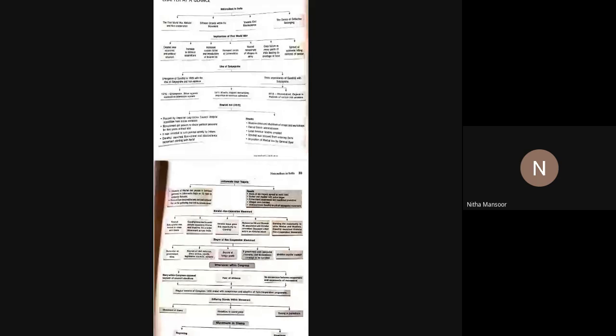What was the important incident which happened soon after this Rowlatt Act? Amritsar, April 10. What was that incident's name? An important tragedy in the history of India. The Jallianwala Bagh tragedy.